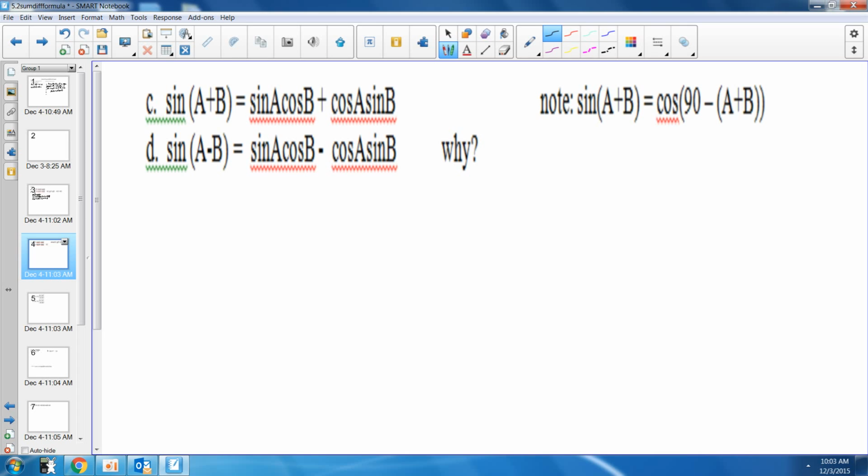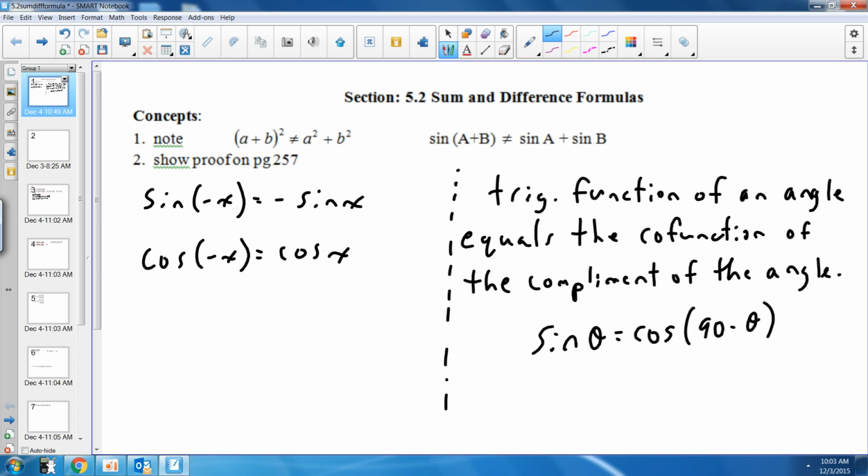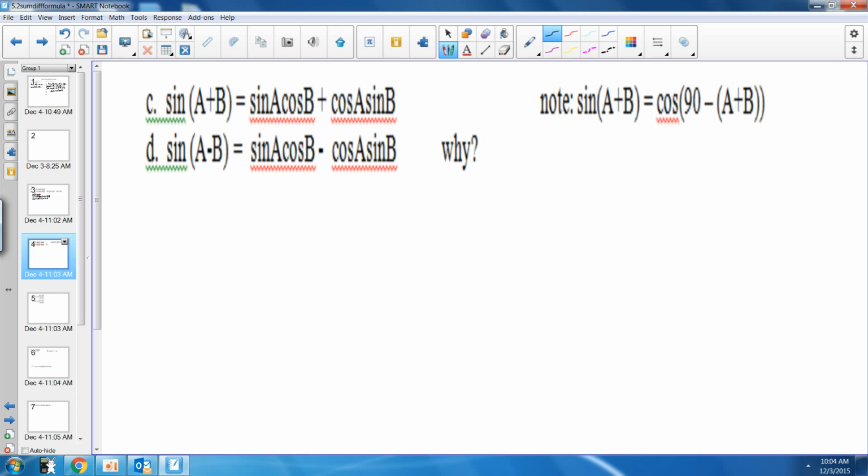Well, how do I prove that the sine of A plus B is equal to that? The way that I prove that is with the idea, back to the first slide, that the trig function of an angle equals the cofunction of the complement of the angle. So I'm going to use that to switch it from sine to cosine, and then I can apply my previous identity. So the sine of A plus B equals the cofunction, the cosine of the complement of the angle.